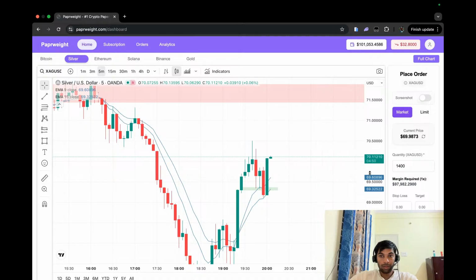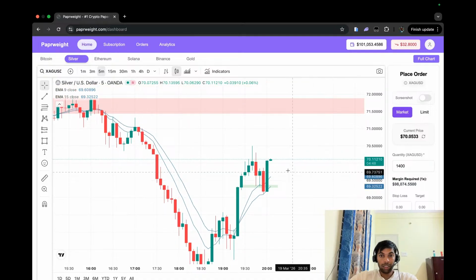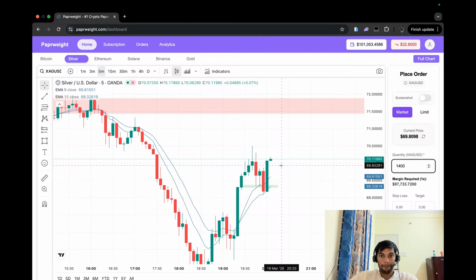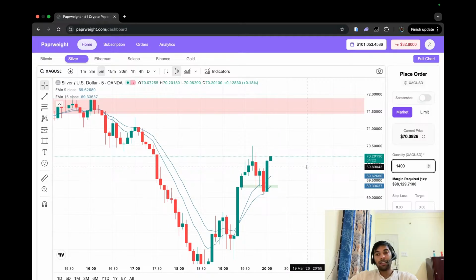6970. This is a very good candle to take a risk on. Price is not matching, guys.